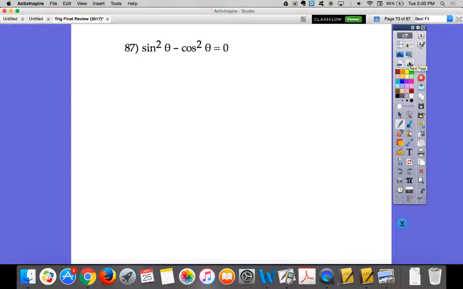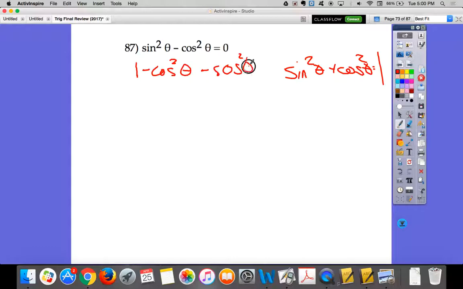Okay, this one gets interesting because you're like, whoa, you're going to have to use some identities to get them to where they're speaking the same language. Go back and use your identity where you've got sine squared plus cosine squared equals 1. Or, if you can think of something else that would work, by all means, go for it. Let's see, I've got sine squared would be 1 minus cosine squared. 1 minus cosine squared minus cosine squared equals 0.